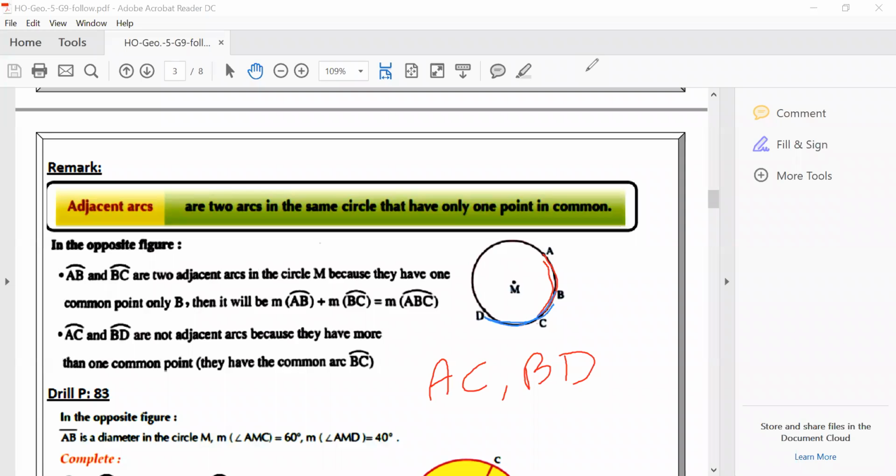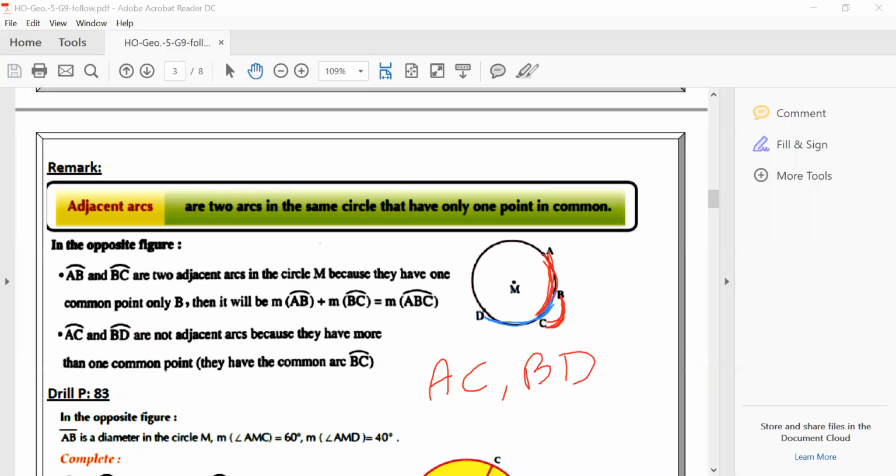Here the common is another arc. There is a common part between AC and BD. There is BC in common, not only a point. That's why they are not adjacent. Okay, they have common arc BC, but they don't have a common point.